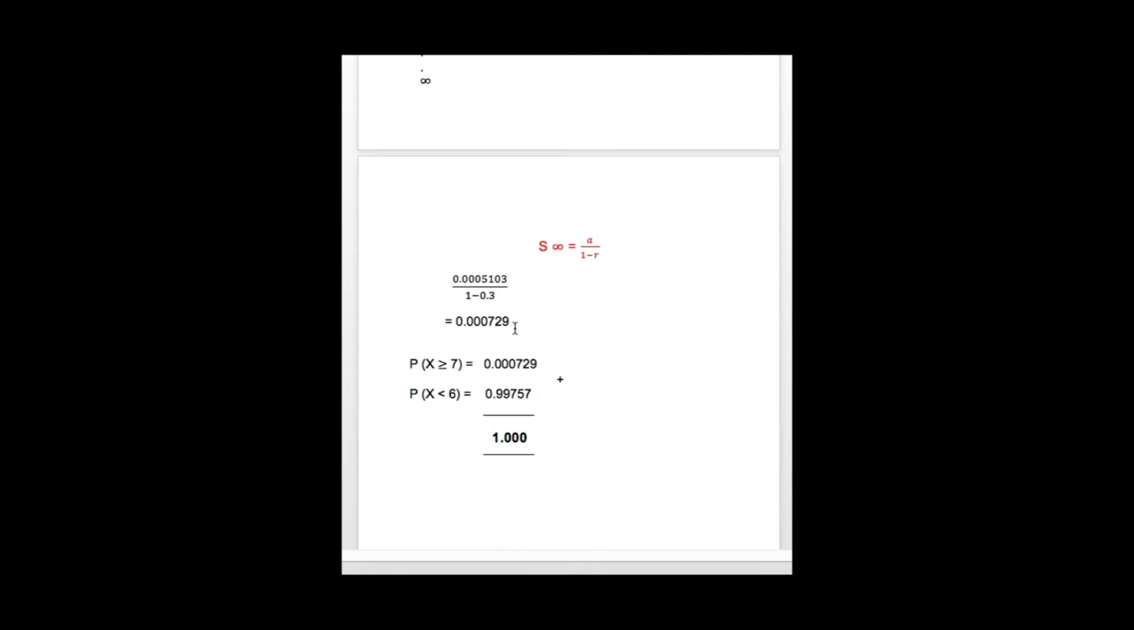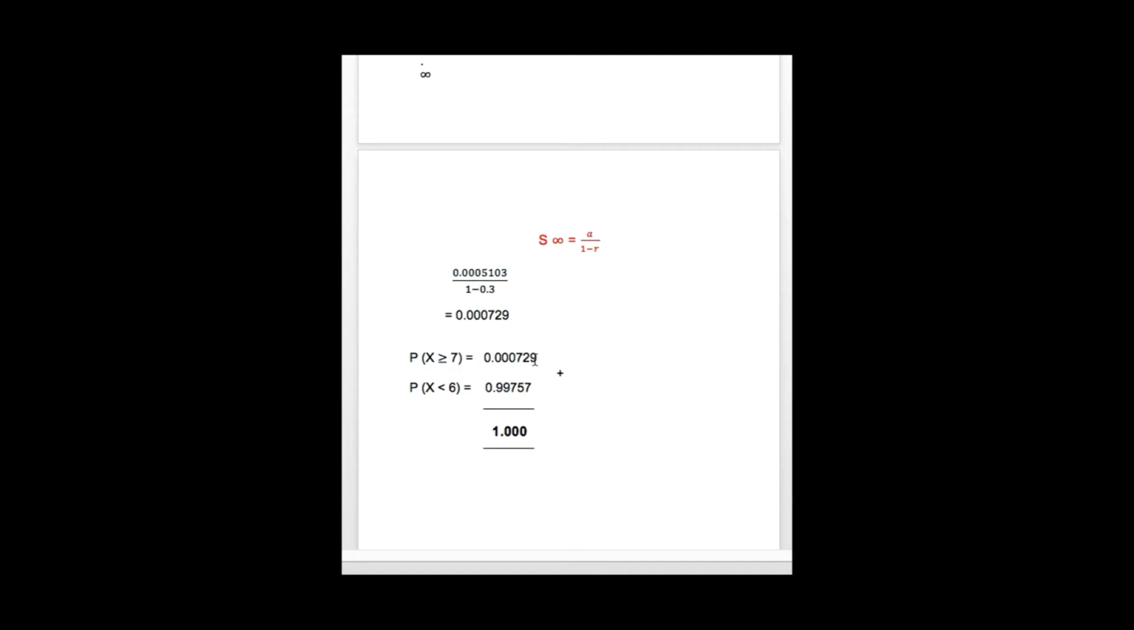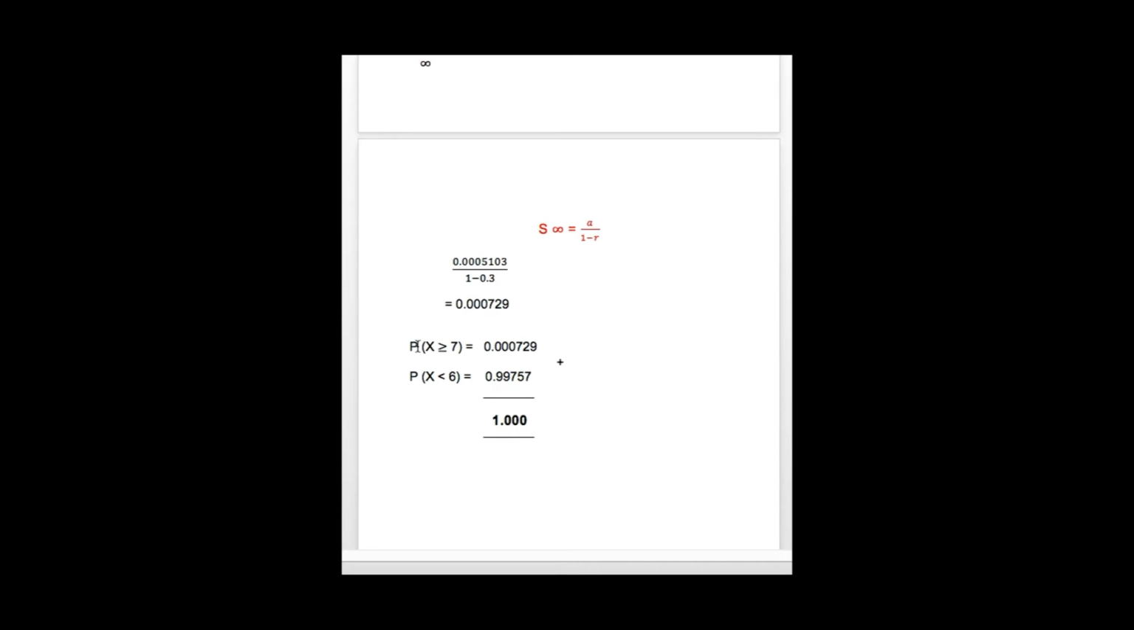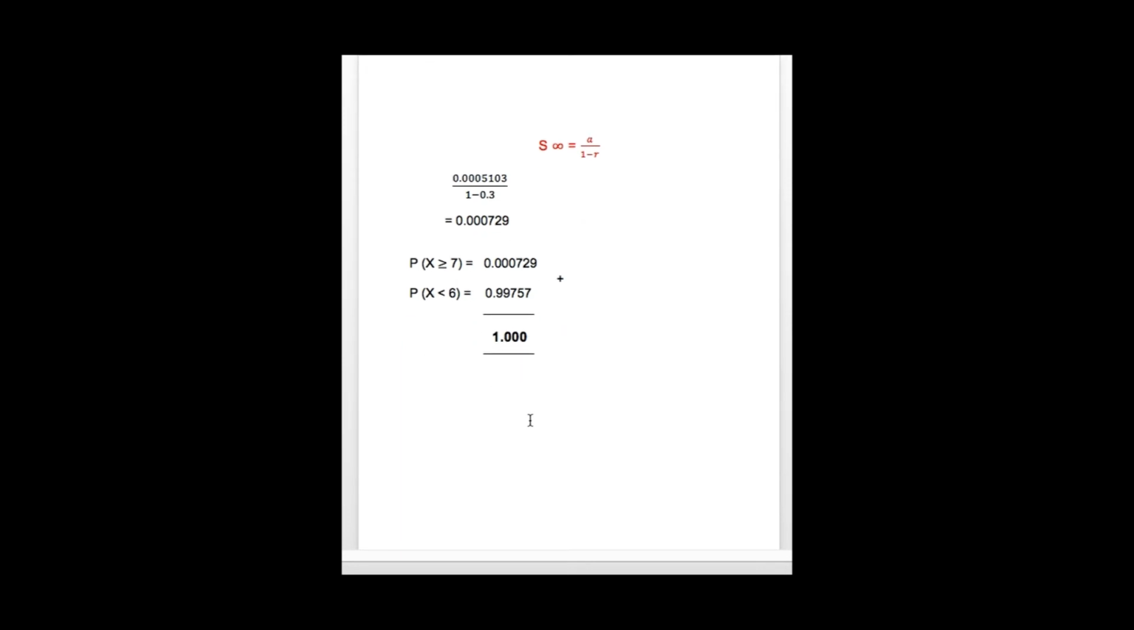0.000729. After that we add the two numbers, P(S greater than or equal to 7), which is 0.002729, and P(S less than 6), which is 0.99757. We must add these to cover everything, so the answer must equal 1, not less or more than 1.0000. If the answer is correct, you are right.